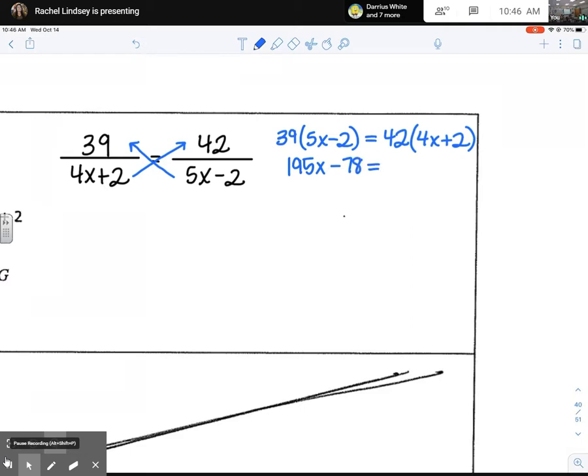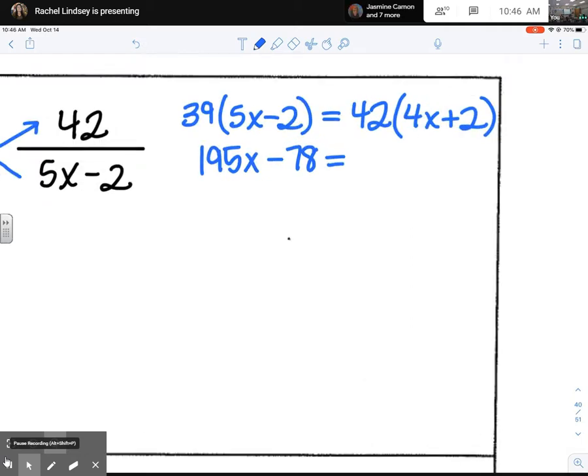Okay, so went ahead and distributed that 39. Then distribute the 42. And then you're going to do inverse operations. So subtract 168x and add 78.